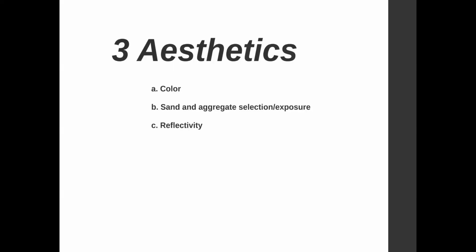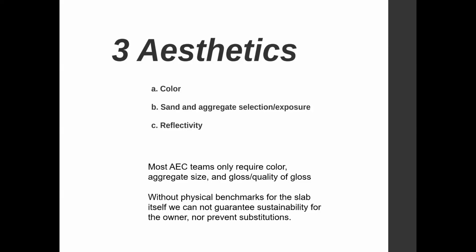A spec will usually have color, then what size aggregate, and then it'll be either a level of reflectivity or a quality of that reflectivity. And those are great. You need them in there, but you can achieve those with polished concrete in about 1,000 different other ways. And so only having the aesthetic benchmarks in there, number one, it's certainly not going to, as a condition of the contract, mean you're installing something sustainable or protecting the owner, but the costs, the types of maintenance are going to vary wildly. So we wanted to be a little different. Let's go to the next slide.